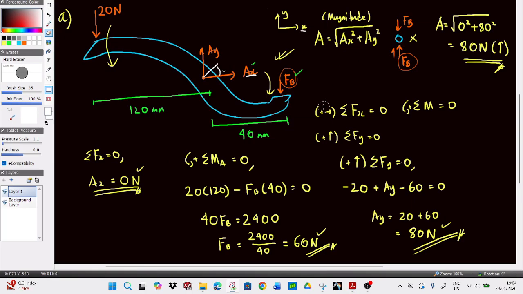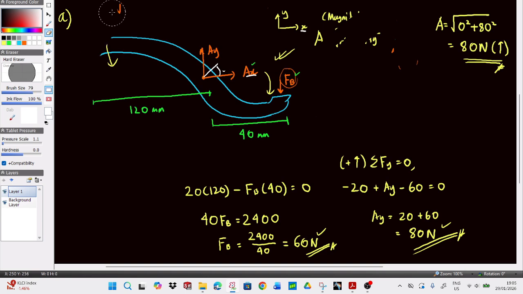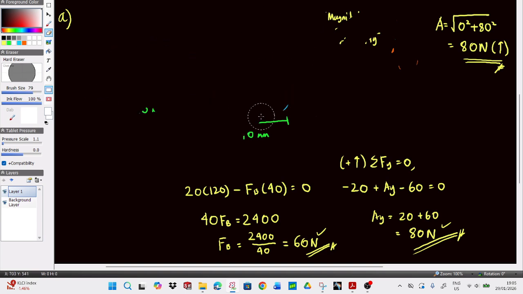So let me erase this. Let me make the eraser a little bit bigger. Let's see. Oh, sorry, I don't know if I've used yellow, I guess. Okay, cool.